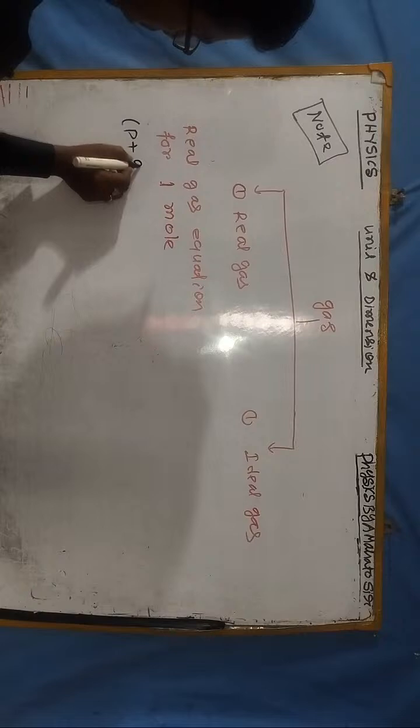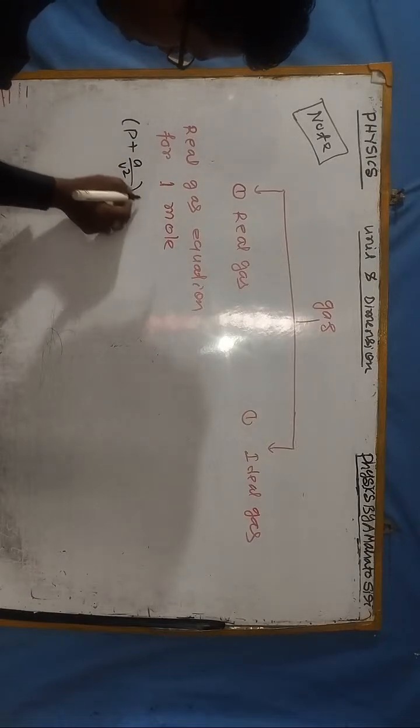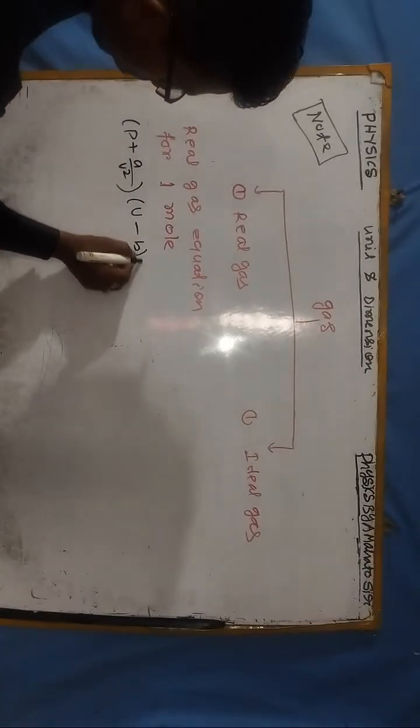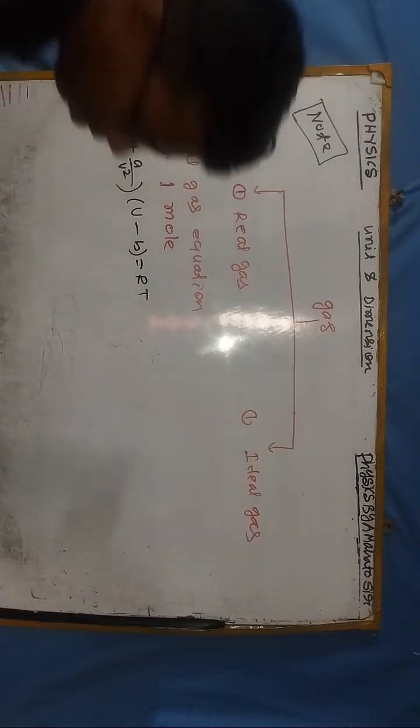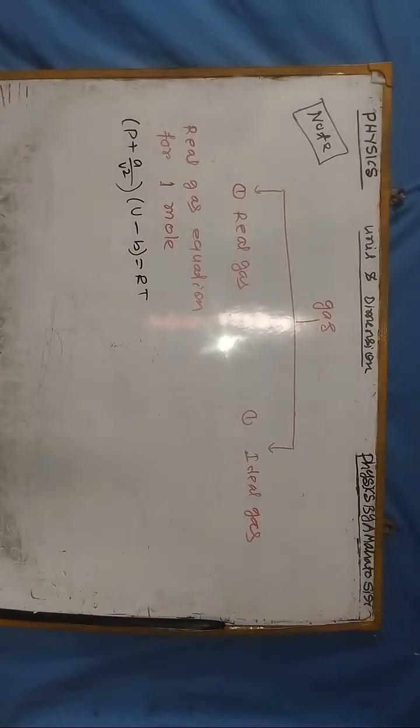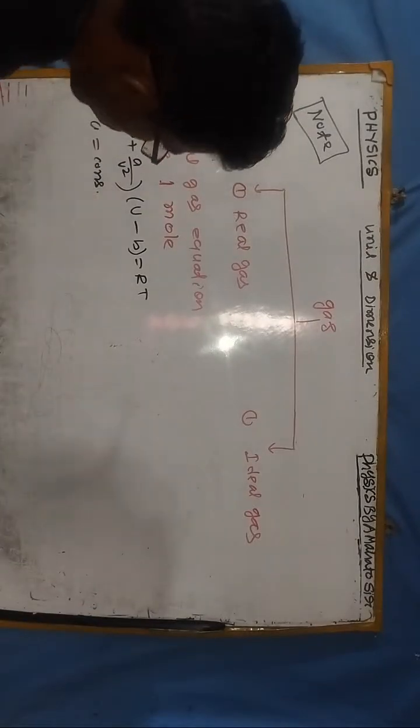(P plus a by V squared)(V minus b) equal to RT. Here a equal to constant.